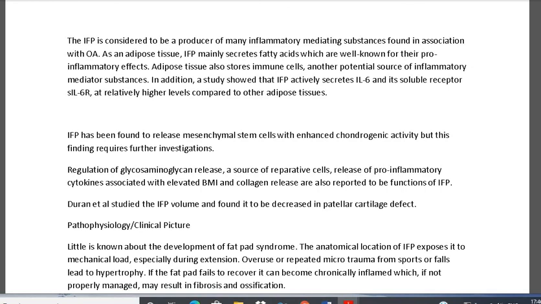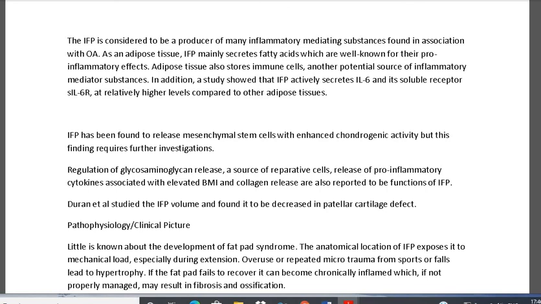So it has multifactorial contributions. It also has a lubricating function, a frictionless function, and it contains inflammatory mediating substances. So this fat pad, because of its characteristics, has a lot of contributing factors for anterior knee pain.